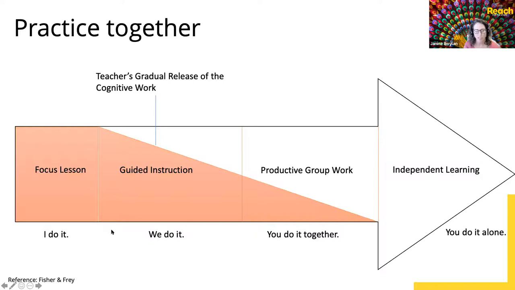First, the teacher teaches with a focus lesson. Some people refer to that as the I do it part of this. Then they transition to guided instruction, where the teacher and the student are working together. This is the we do it part of the model. Then there's productive group work, where students are working together, but the teacher is still overseeing it and ensuring that they're answering the questions correctly or applying the skill correctly. And this is the you do it together part of the model.